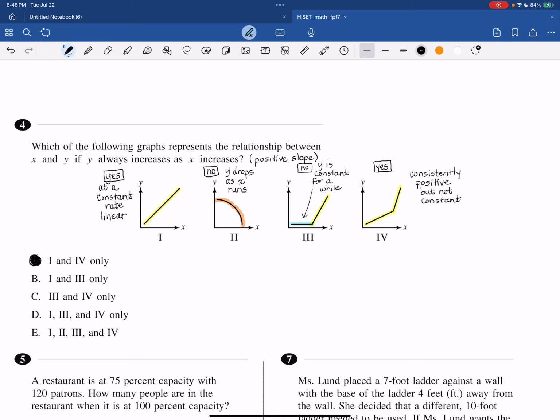Both fit the description. That is not an easy question. I don't have the answer key in front of me. I would be curious to know how this one ranks as difficulty. But it takes a knowledge of graphs and a little bit of scientific reasoning and common sense to do that one.